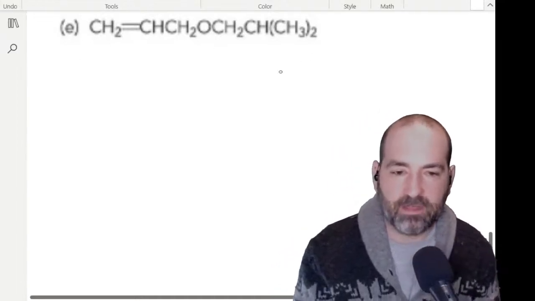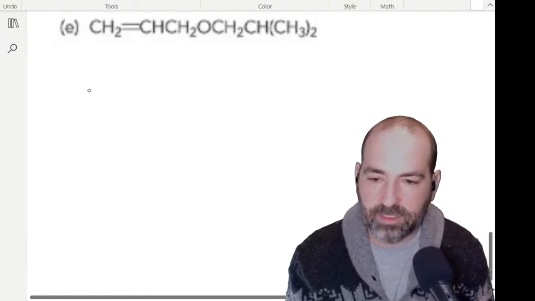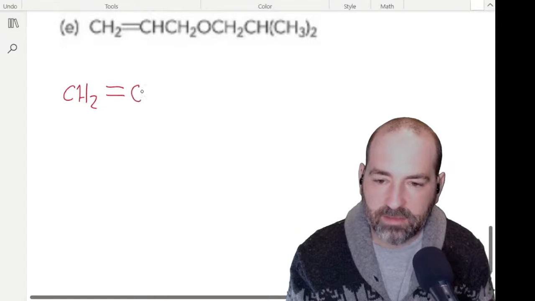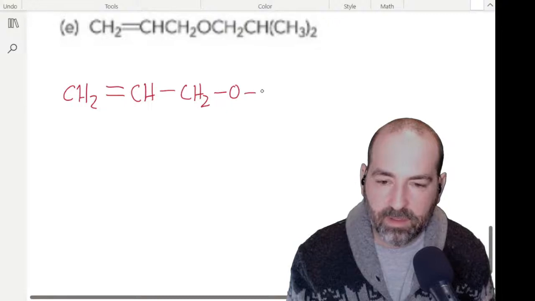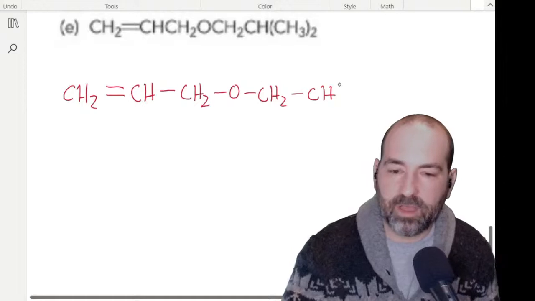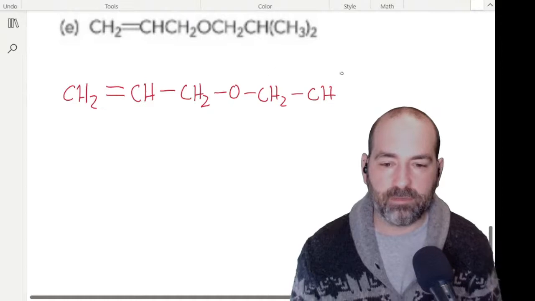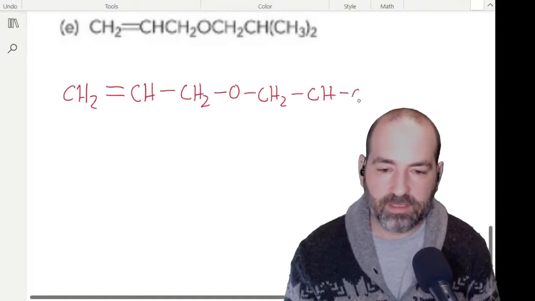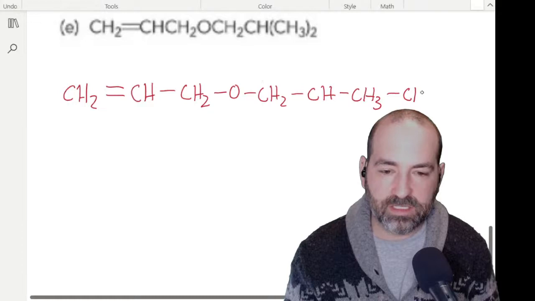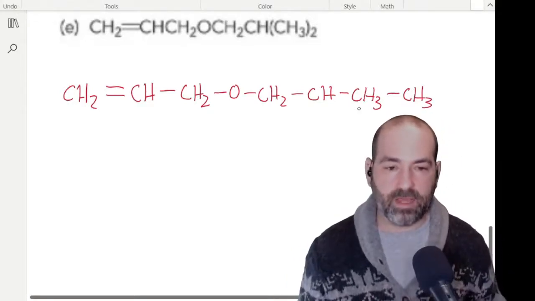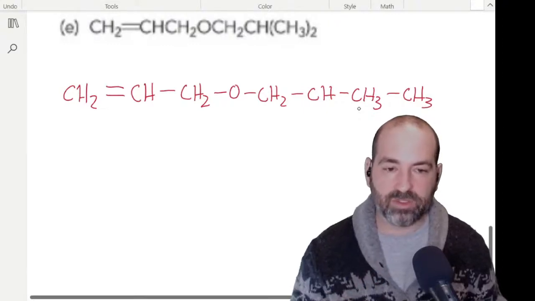Really, we can just follow the structure along unless we get into trouble somewhere. We can go CH2, and then a double line to the CH, and then a CH2, and then O, CH2, CH. And here's where I have to think a little bit. At the end, I've got (CH3)2 in parentheses. So does that mean I'm going to put them next to each other like this, or branch them off? Again, the answer comes from the number of bonds. We know carbon has to have 4 bonds and hydrogen just 1.